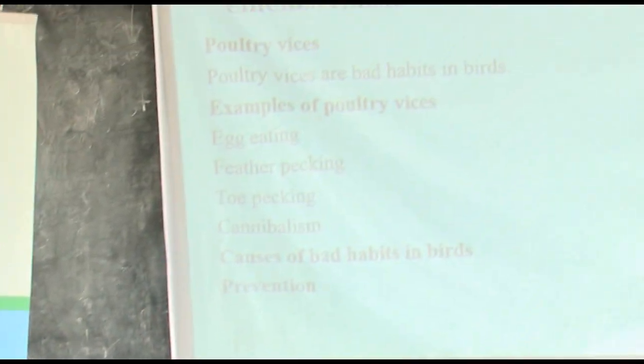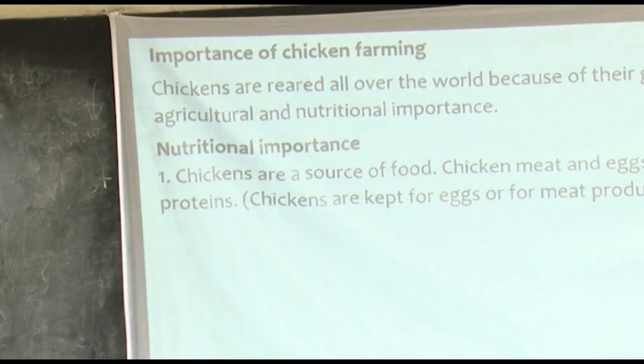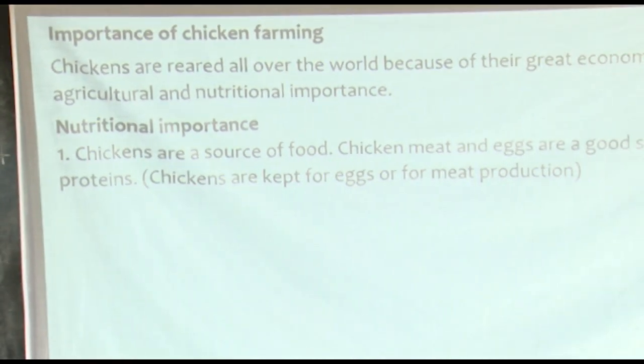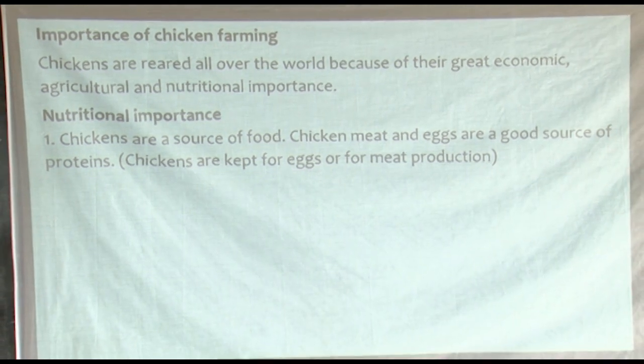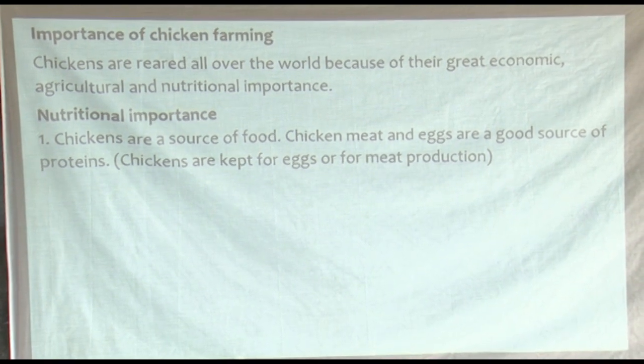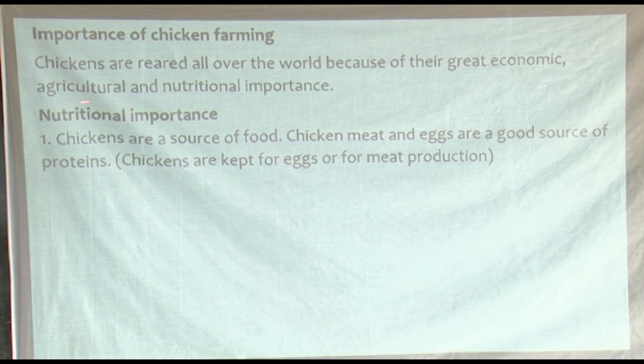That can push us to the next part. Since you have seen the way of preventing the poultry vices, we can move to the importance of chicken farming. Remember, we defined last time chicken farming as the practice of rearing chickens for domestic or commercial purposes. Chickens are reared all over the world because of their great economic, agriculture and nutrition importance.